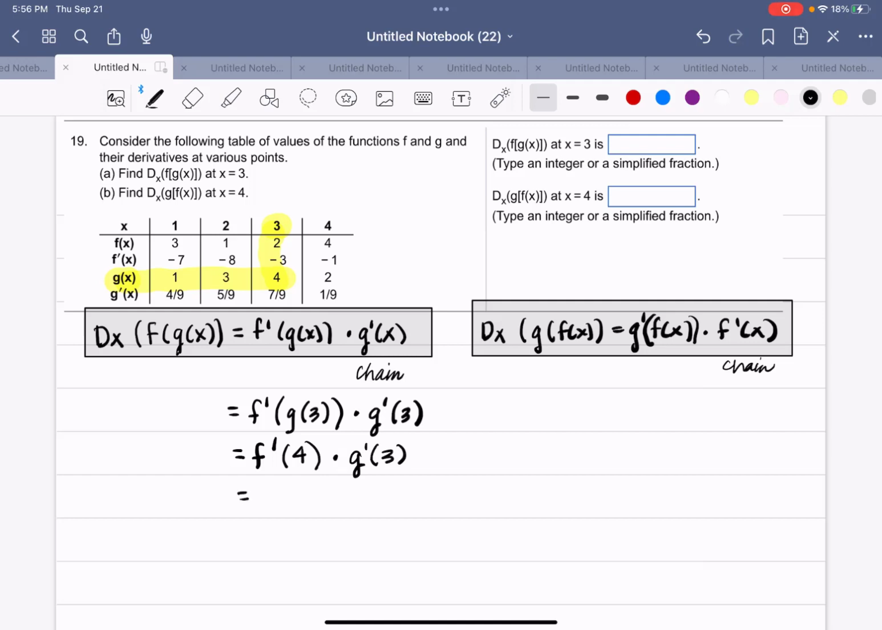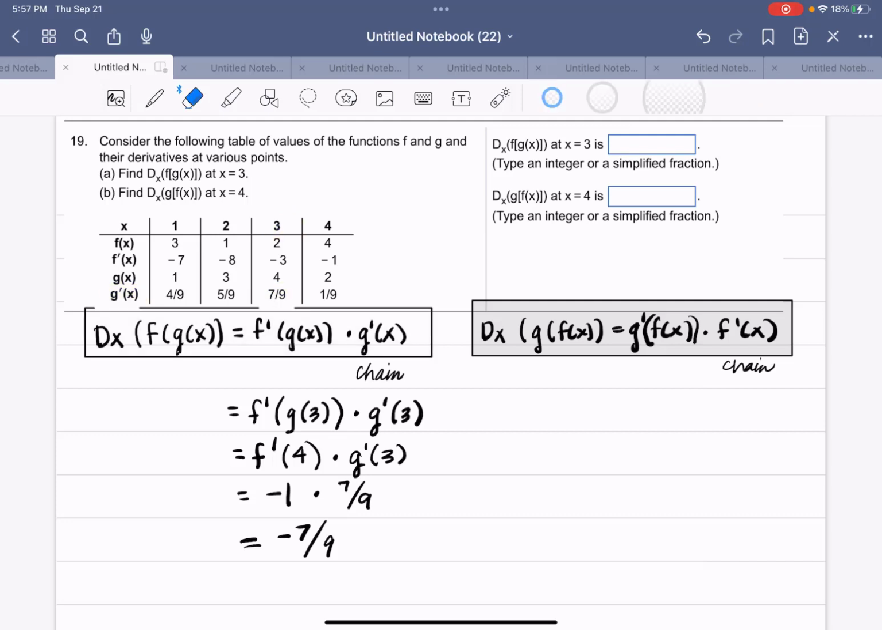So in my chart, now I'm going to look for f prime of 4. f prime of 4 is -1 times g prime of 3, which is 7/9. So -1 times 7/9 is -7/9. That is the answer for part A.